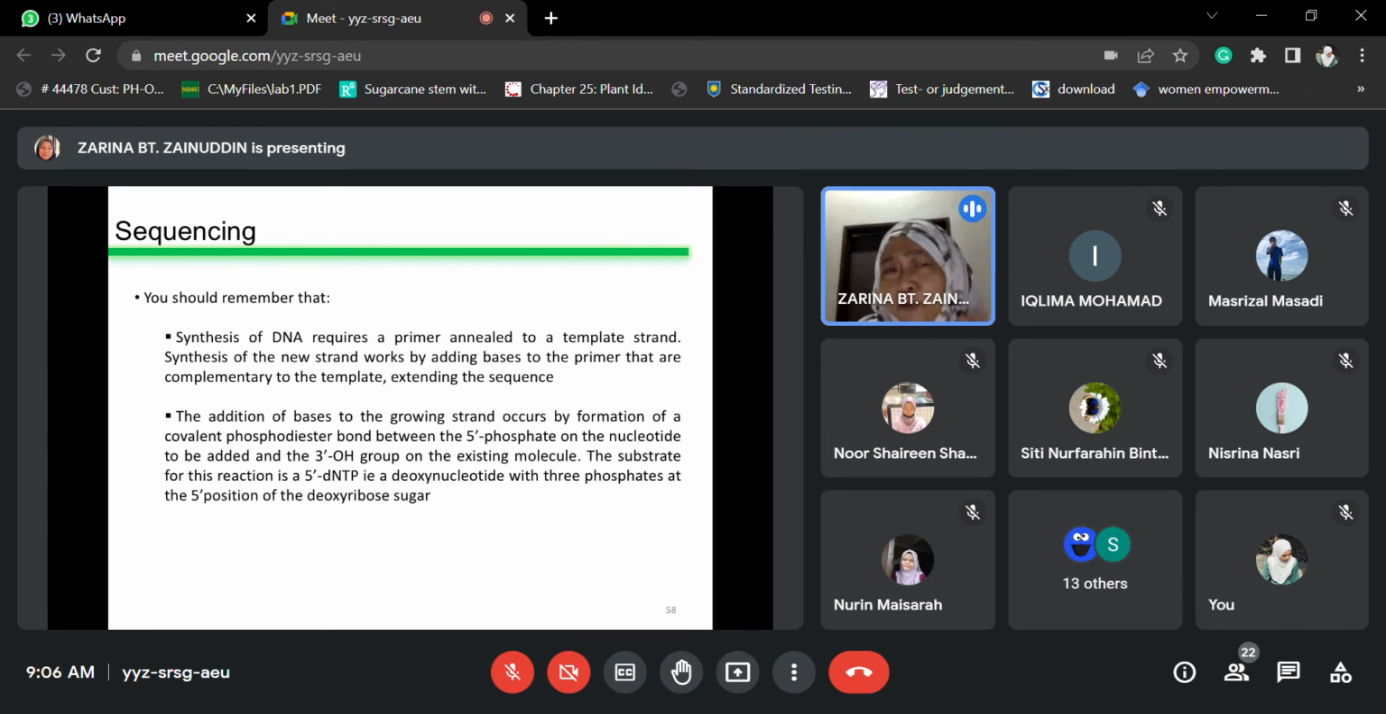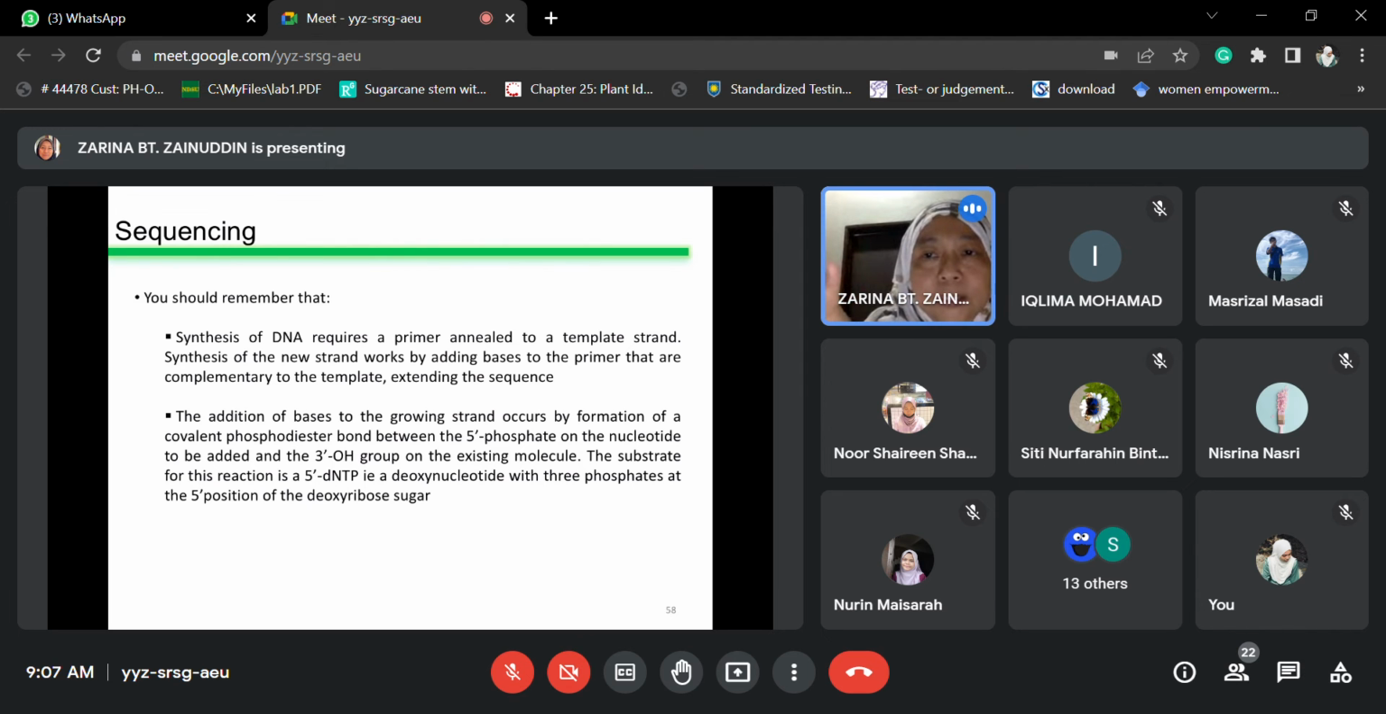Alright, so these are the two main principles of sequencing that you should remember. I mentioned yesterday the process of replication, or the process of PCR, where if you want to synthesize DNA, it requires a primer. The primer will anneal to a template strand, so the synthesis of the new strand works by adding bases to the primer.